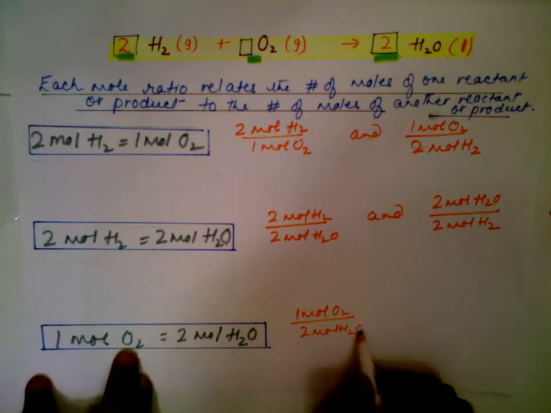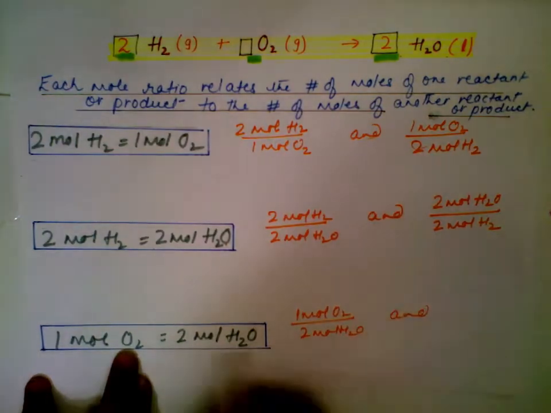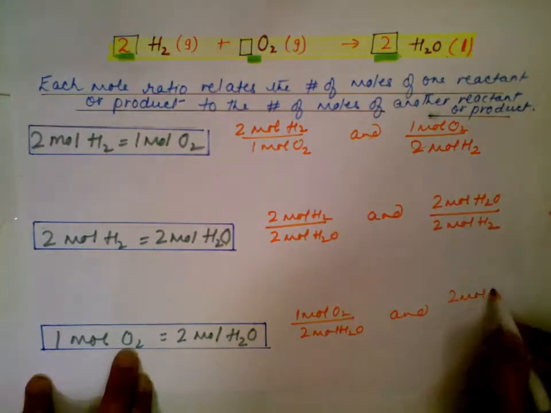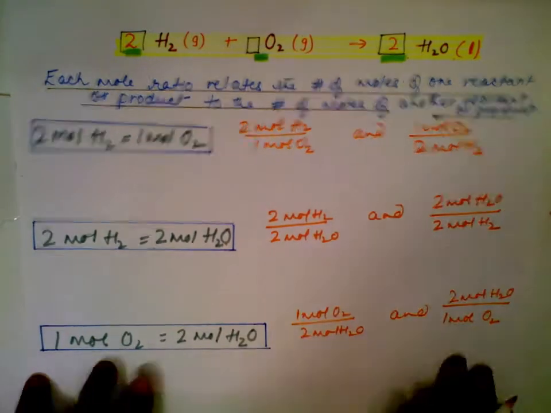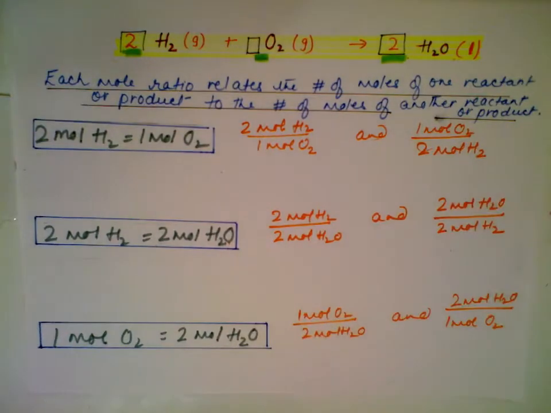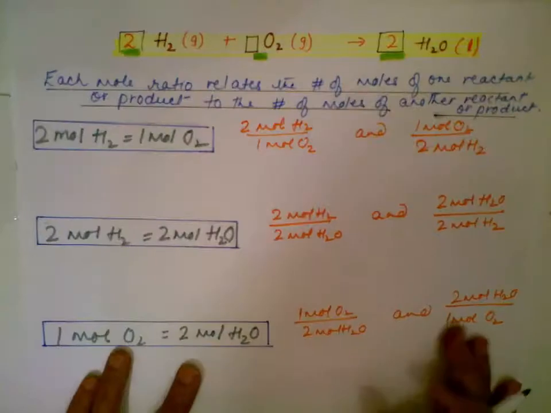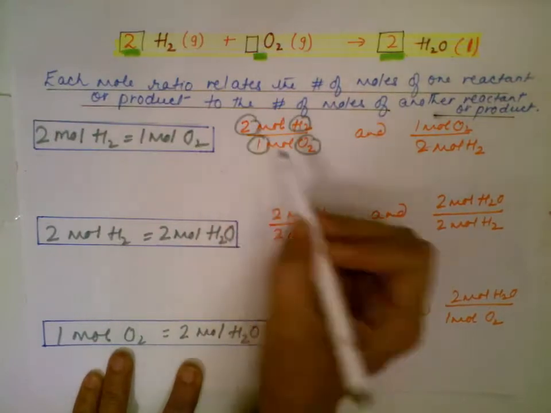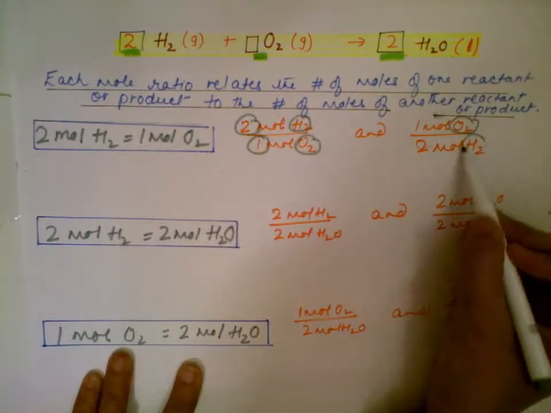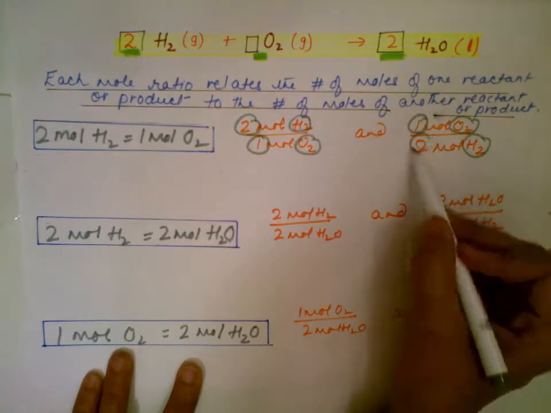Or you can say that 2 moles of water molecules are produced when 1 mole of oxygen is consumed. Either way, when you have to write the ratio for hydrogen to oxygen, the ratio is 2 to 1. For oxygen to hydrogen, the ratio is 1 to 2.